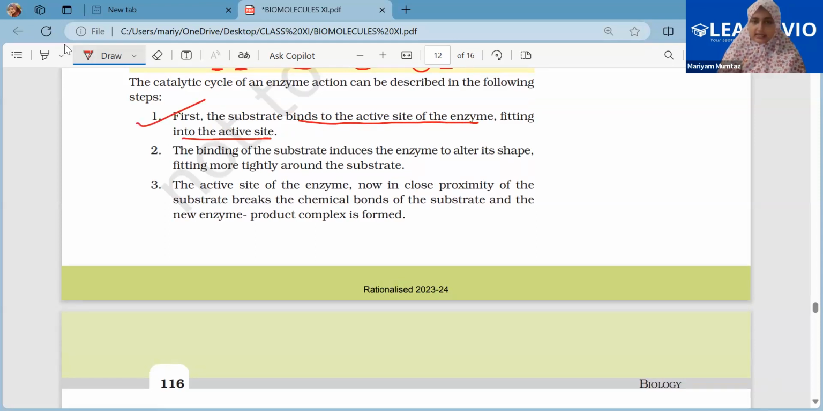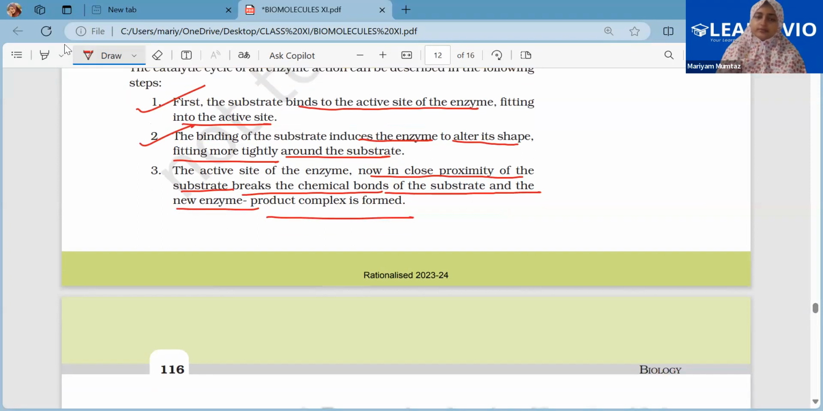So first, the binding takes place. Now, the binding of the substrate induces the enzyme to alter its shape, fitting more tightly around the substrate. Okay, meaning the enzyme now forms according to the substrate's shape. Now, the active site of the enzyme, now in close proximity of the substrate, breaks the chemical bonds of the substrate and the new enzyme product complex is formed.